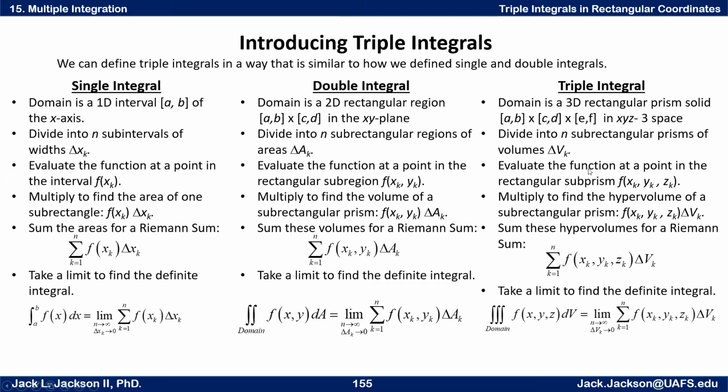Find a point (x sub k, y sub k, z sub k) in that kth prism. Again, it could be at one of the corners, it could be where the diagonals cross in the middle, it could be anywhere in there. But take that and evaluate the function. Multiplying that by the volume gives us a four-dimensional hypervolume. Maybe hard to visualize, but it's pretty easy to compute.